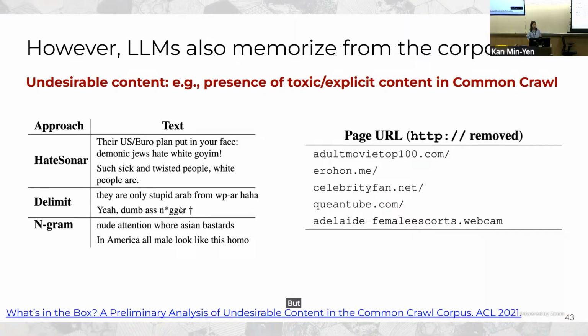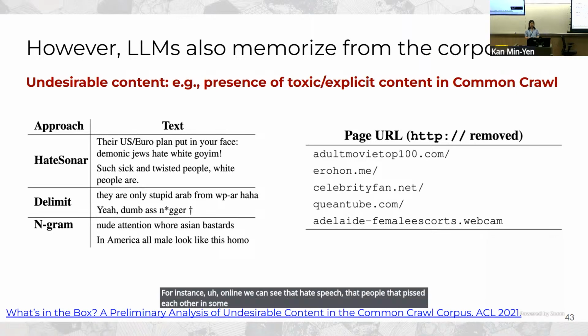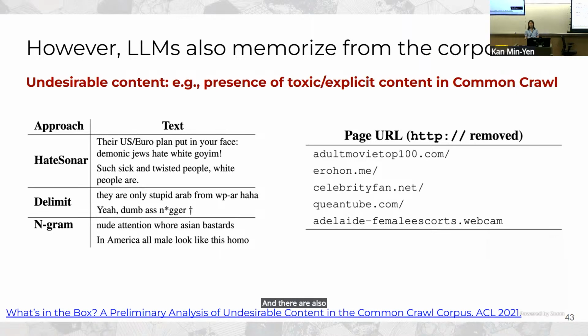But large language models can also memorize other things from the corpus. So there are 3 undesirable examples. The first type is undesirable content. For instance, online we can see there is hate speech, like people cursing each other on some online platforms. And there is also some explicit content if we just scrape openly from the web.